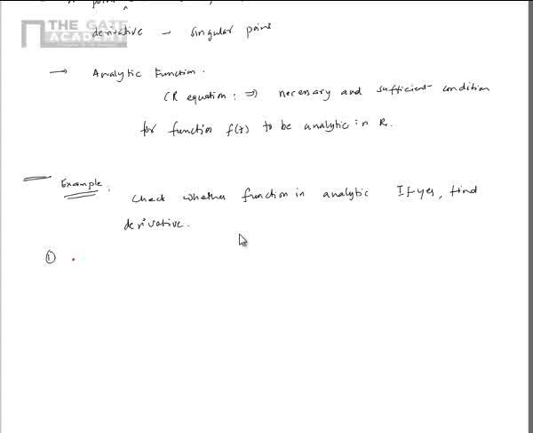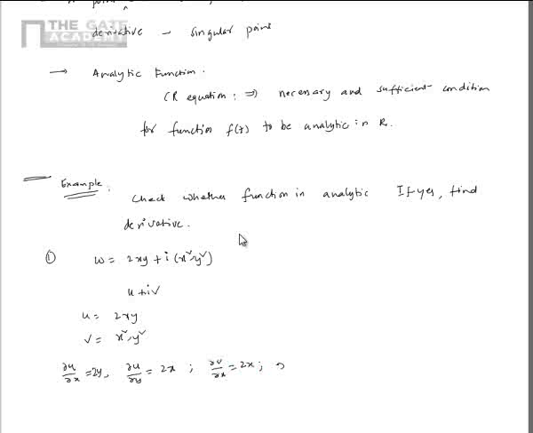So the first example is w equal to 2xy plus i into x square minus y square. I can write this as u plus iv, so u is 2xy and v is x square minus y square. Now let's calculate: dou u by dou x will be 2y, dou u by dou y will be 2x. Similarly, dou v by dou x will be 2x and dou v by dou y will be minus 2y.